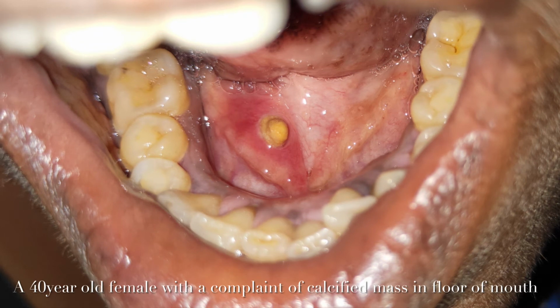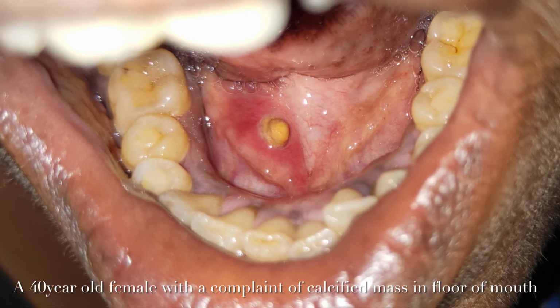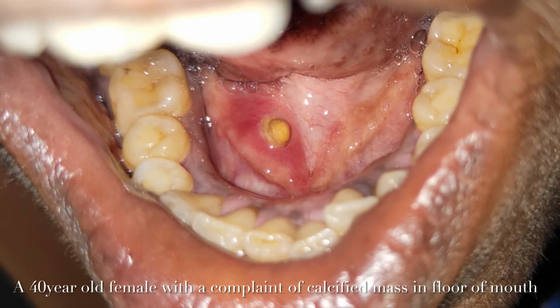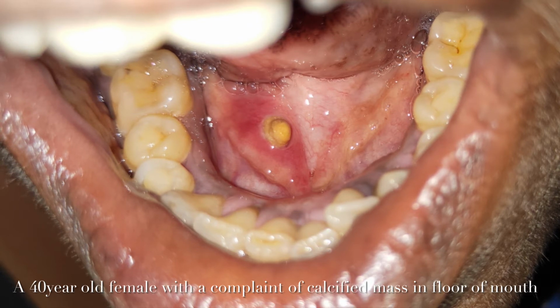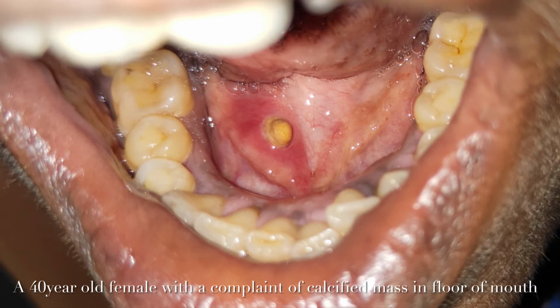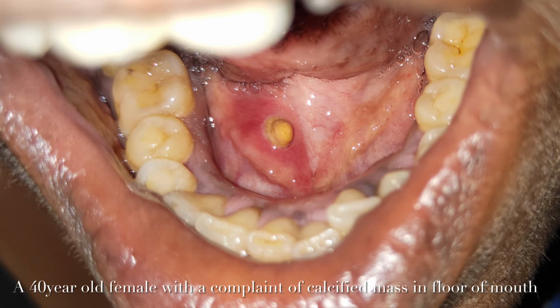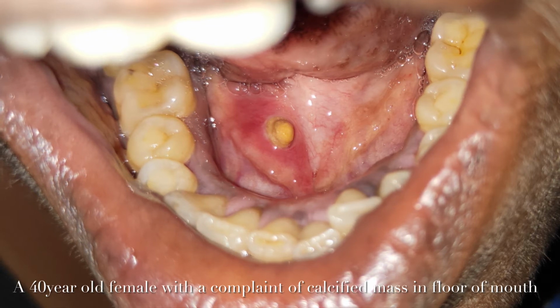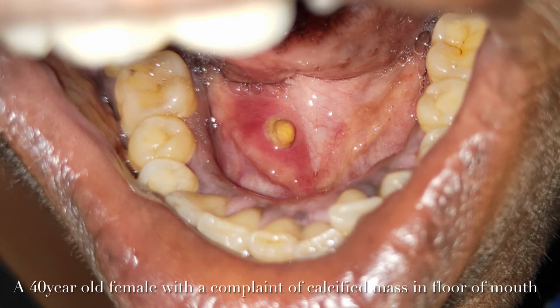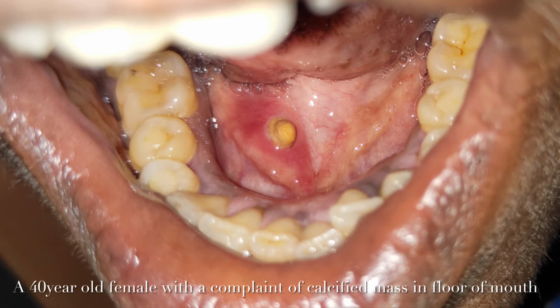A 40-year-old female patient visited us with a complaint of a calcified mass in the floor of the mouth, which she noticed since 1 week. She gives a history of pain and intermittent swelling on the right side submandibular gland region.